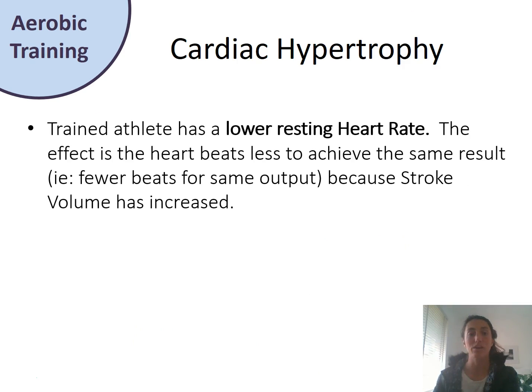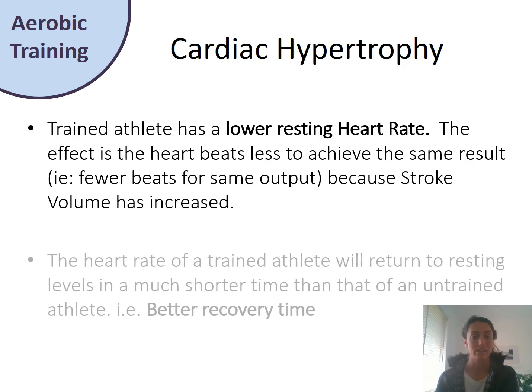So going on from cardiac hypertrophy, a trained athlete is also therefore going to have a lower resting heart rate. So the effect is that the heart essentially doesn't have to beat as much, so it can beat less to achieve the same result. So fewer beats for the same output. This is at rest. So remember, at rest our stroke volume has increased because our heart can pump more blood per beat, and therefore it doesn't have to pump as often when we're at rest to supply the same amount of blood around our body. This is why often trained athletes will have those lower resting heart rates.